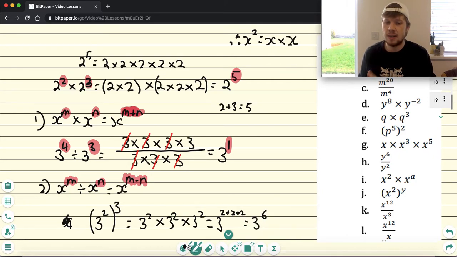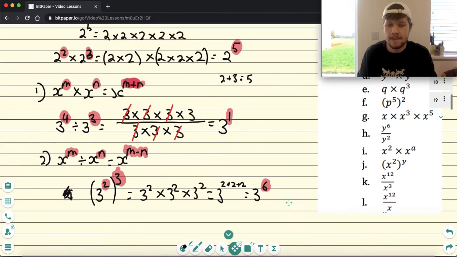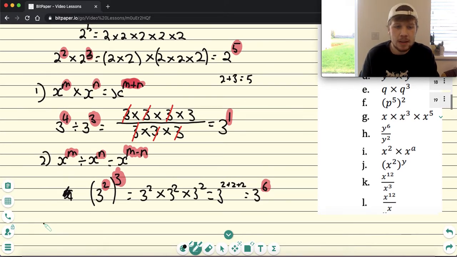And again, like with my previous two examples, I'm going to think about what I can do with these values here to get to my final value of 6. That leaves us with my final rule, or shortcut: x to the power of m, all to the power of n, would be x to the mn, where we are multiplying them.